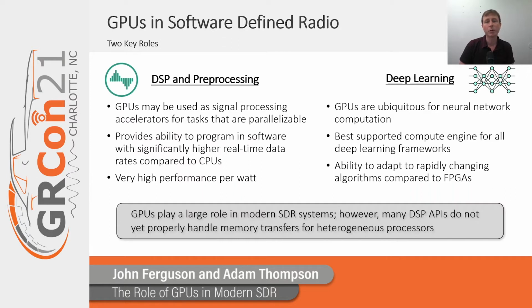In terms of deep learning, GPUs are known to be ubiquitous for neural network computation. They are also the best supported compute engine for all deep learning frameworks. And then based on what I just said a second ago about writing software, making it easily adaptable, that allows us to keep up with the rapidly changing world of machine learning.